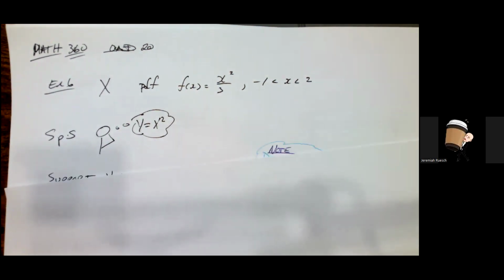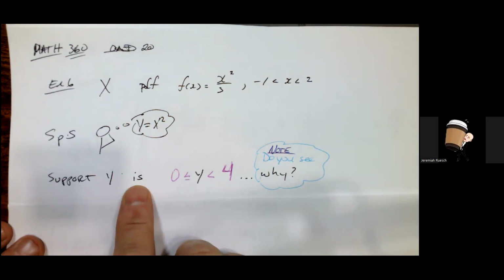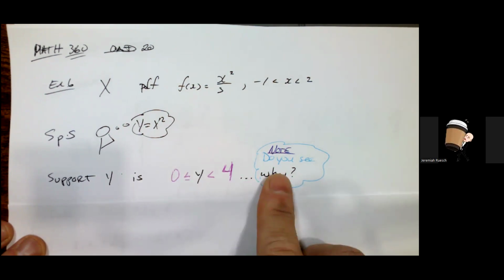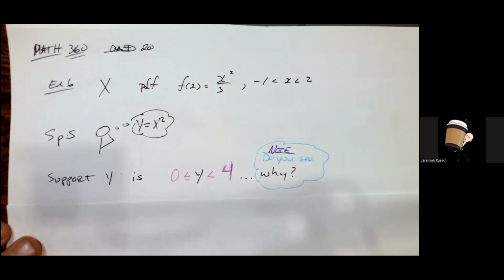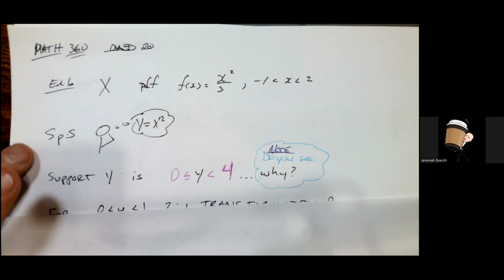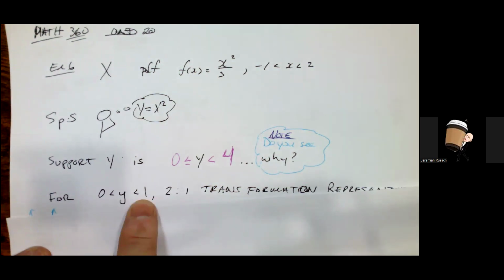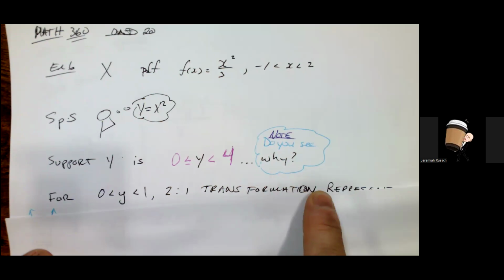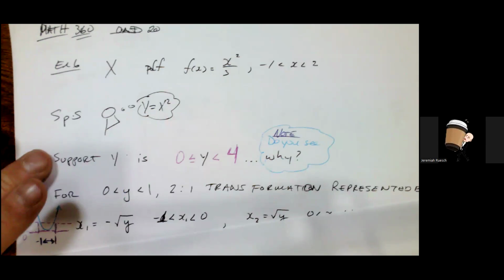As we start to determine that, we want to look at the support of Y and define the support of Y as between 0 and 4, with the careful observation that Y is the support of this random variable. We can expand a little further, noting that for the interval from 0 to 1 for Y, the transformation itself is a 2 to 1 transformation. Let's visualize why that may be the case.